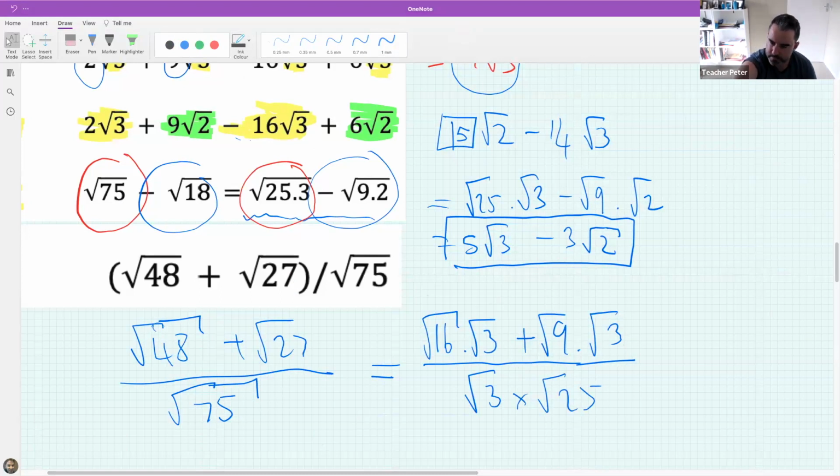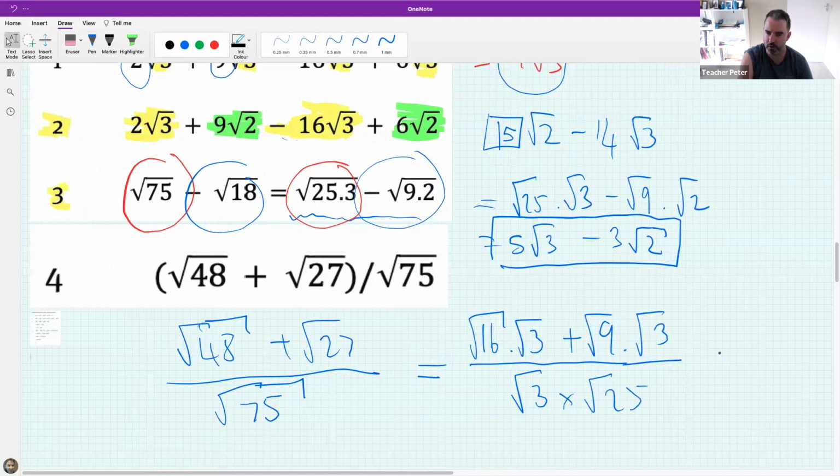Yeah. So I'd say we'd simplify. Because 16 is a perfect square, we take it out and make it 4. Okay, so you get 4 root 3 plus 3 root 3, because the 9 we take out as well. Okay. And then that would be over 5 root 3, because you can move that 25 to the front.